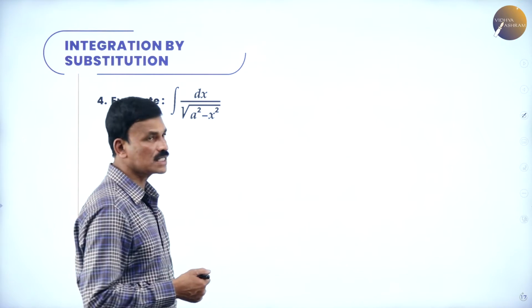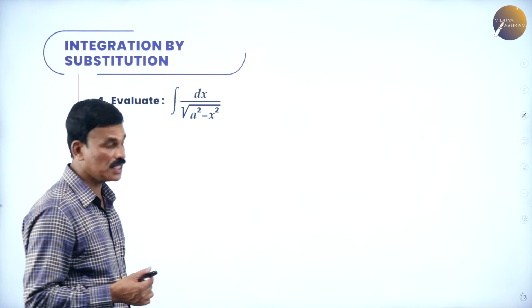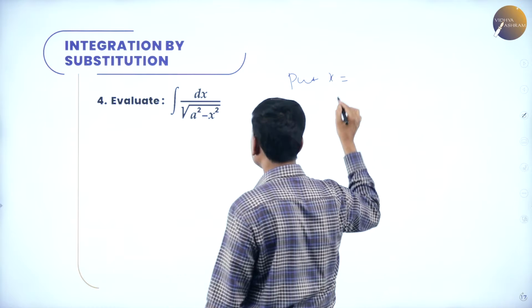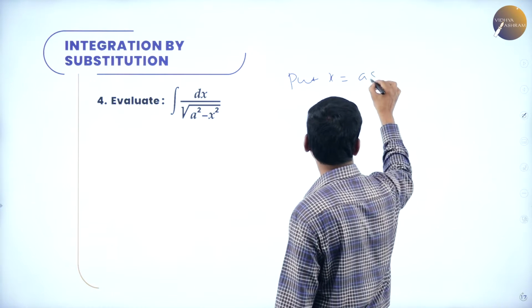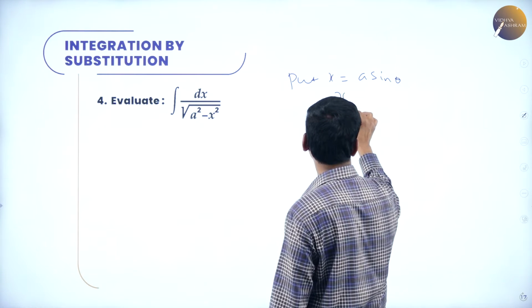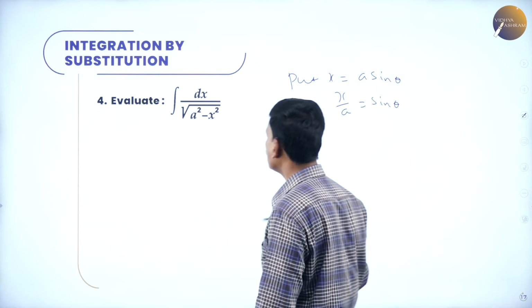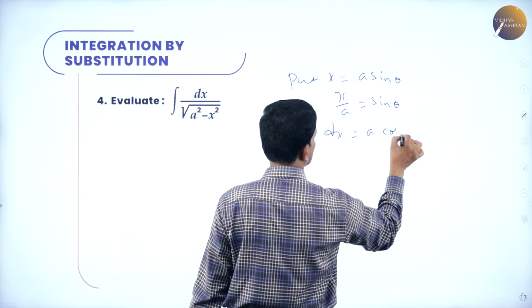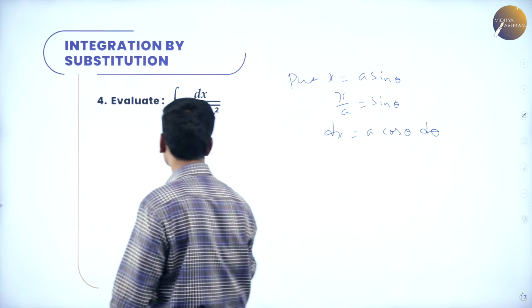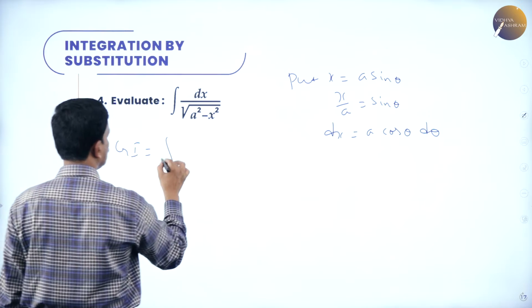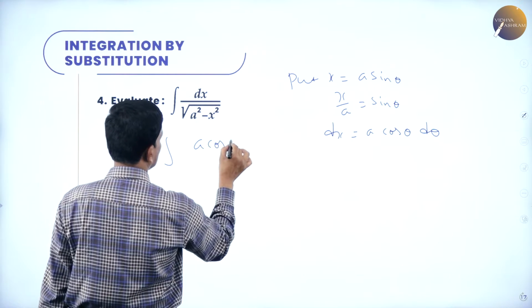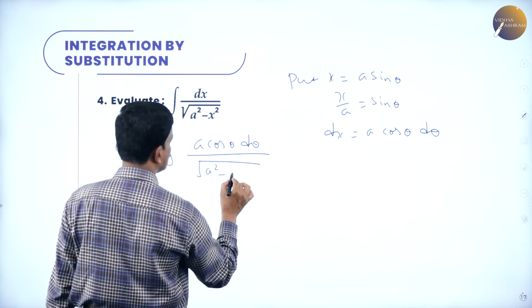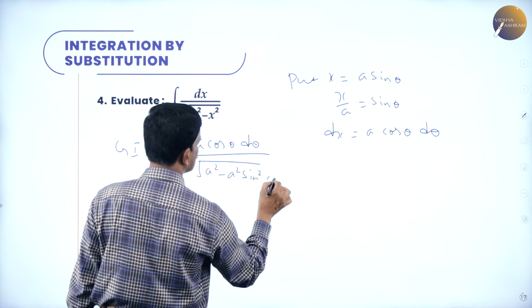Now let us come to the next type of problem. Evaluate integral of root of a square minus x square. This is also a very important problem. Let us take the substitution. Put x is equal to a sine theta. Then what happens? x by a is equal to sine theta. Now differentiate it. If you differentiate, differentiation of sine theta is cos theta, so dx is a cos theta into d theta. So this given integral reduces to integral of a cos theta d theta by root of a square minus x square, which is a square sine square theta.